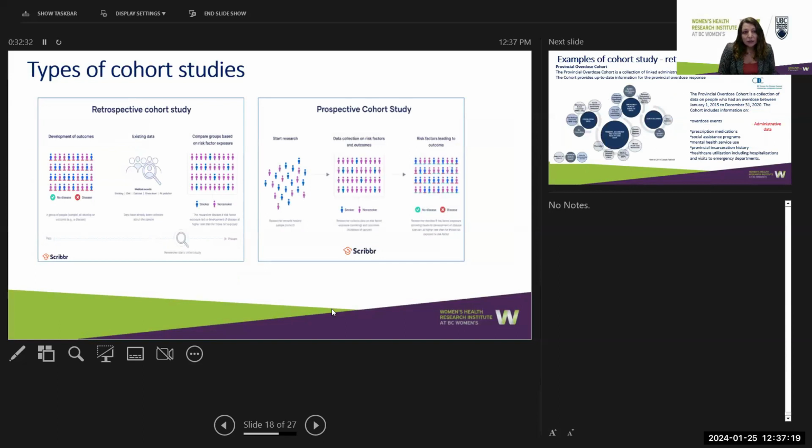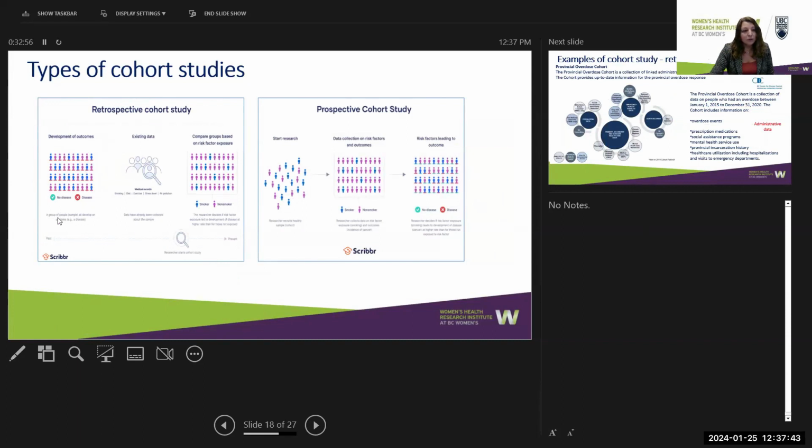So basically here I put the same as I just said from Scribble. I put the pictures of prospective and retrospective cohort study. When we are working on a retrospective cohort, we usually already have the outcome. After that, we use existing data and compare groups.